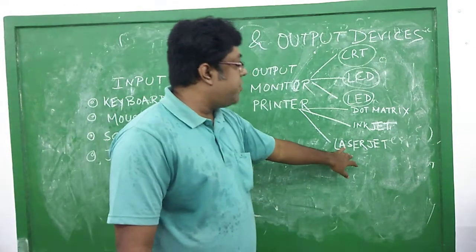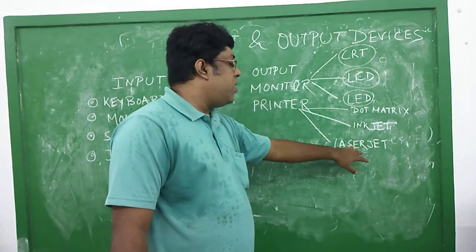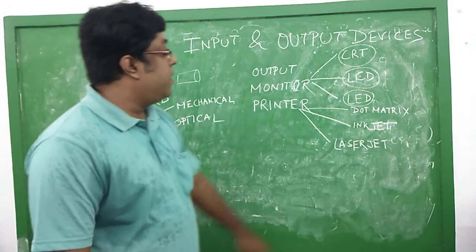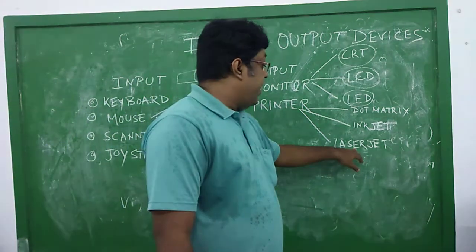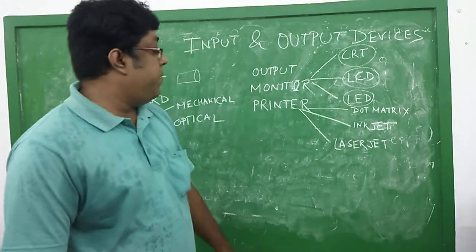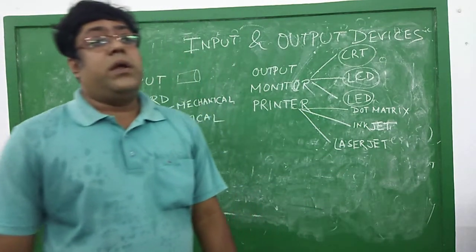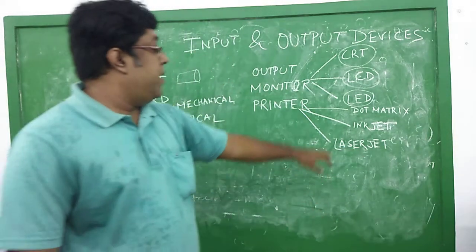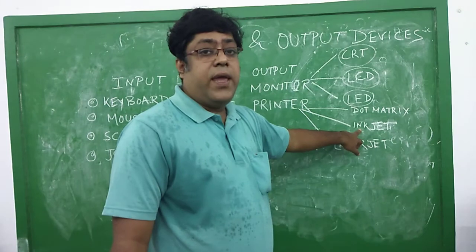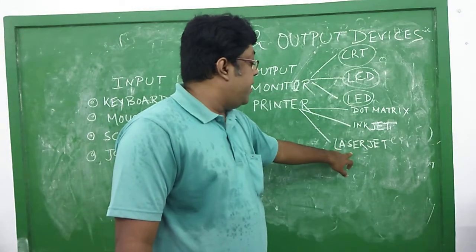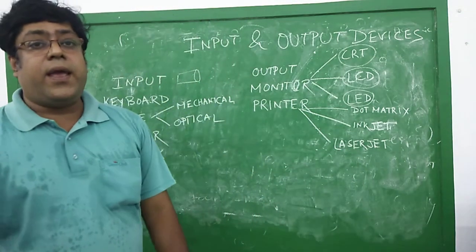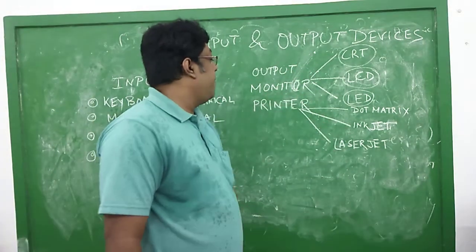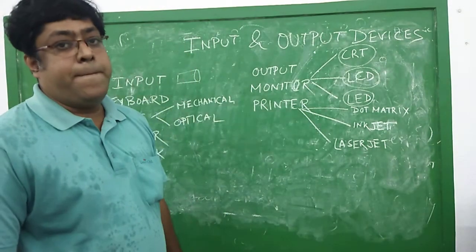Next one is the laserjet printer. It is the modern technology of printer. By using the laser ray, it prints onto the paper, and there is one ink drum over there, the ink drum in a dry state. In case of inkjet, the ink is in liquid state, and in case of laserjet, the ink is in dry state. So in this way, we are getting the output on the paper.